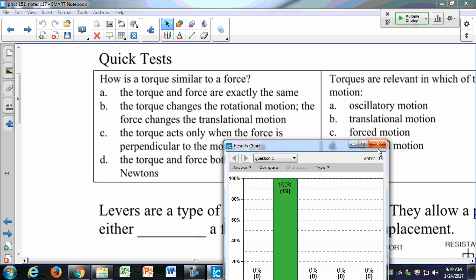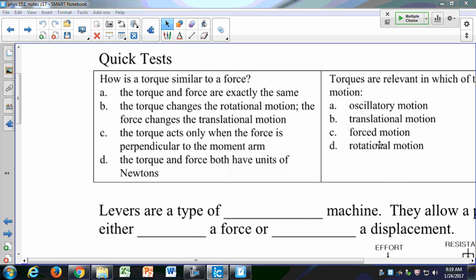Okay, awesome. B is right. The torque changes the rotational motion and the force changes the translational motion. Torques cause rotational motion. They cause things to go in a circle. One of your quiz questions was about that, right? That it causes things to move in a circle.